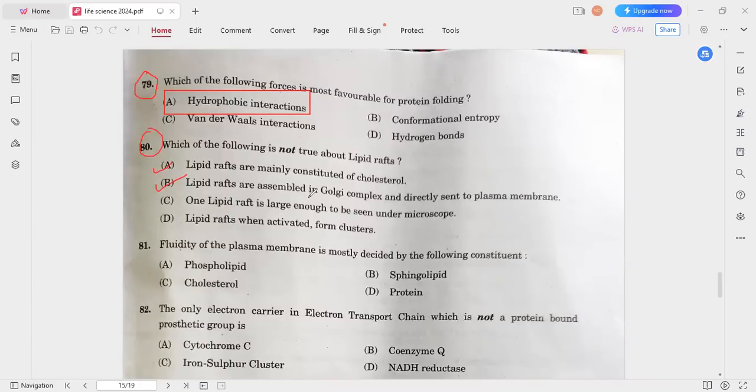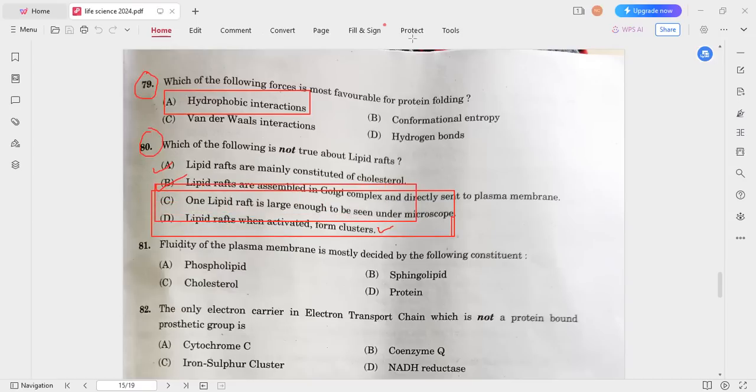So that's why it is very difficult to visualize. So it should be visualized under, which one, fluorescent molecular probes. Okay, and also lipid rafts when activated form into clusters. Correct. Okay, so here option C, that is one lipid raft is large enough to see under the microscope, is the correct answer, which is not true about lipid rafts.